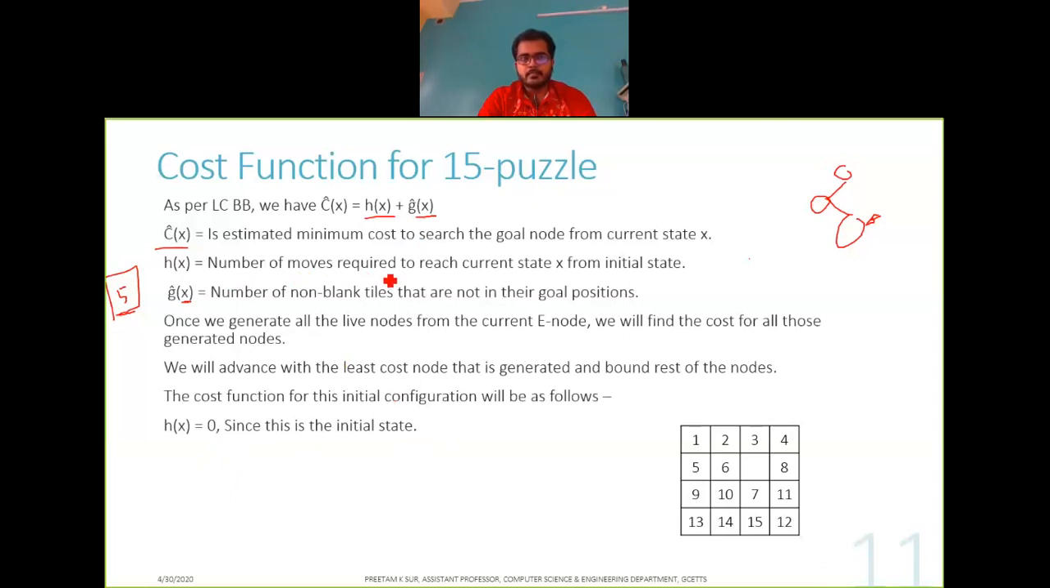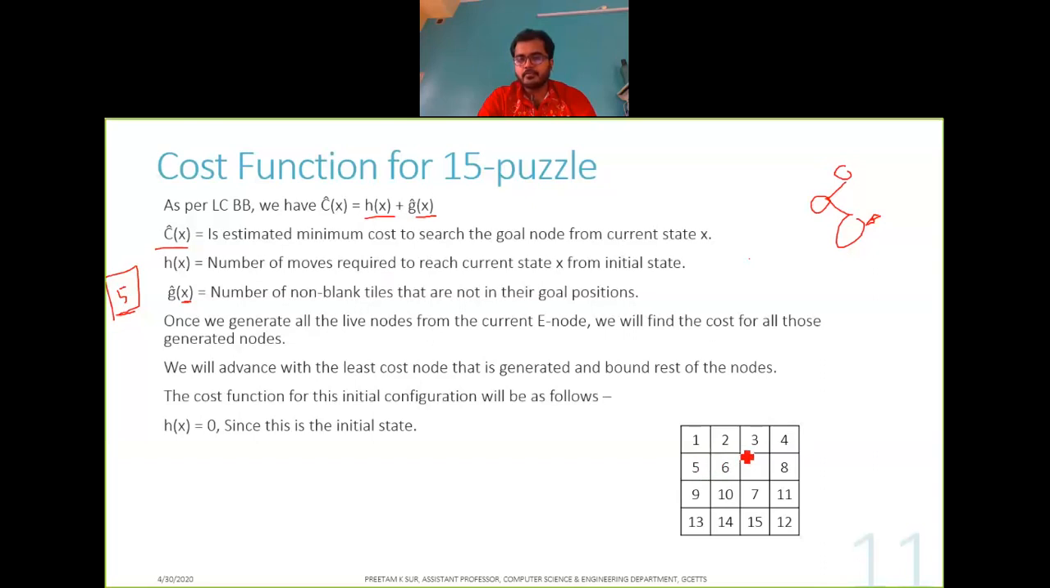h of x gives us the number of moves required to reach the current state x from the initial state, right? So this is our initial state only, so h of x will be 0. Okay. Now what will be the g cap x? So g cap x gives us the number of misplaced tiles, right?